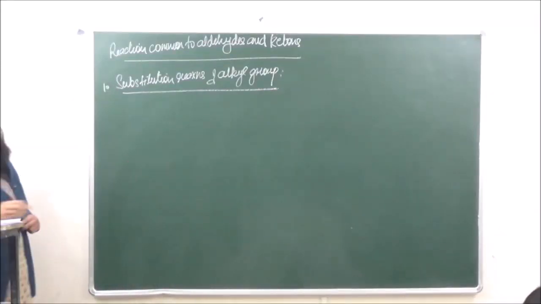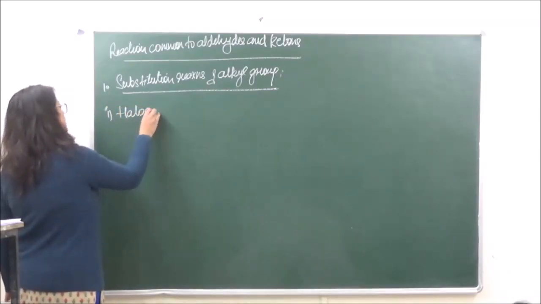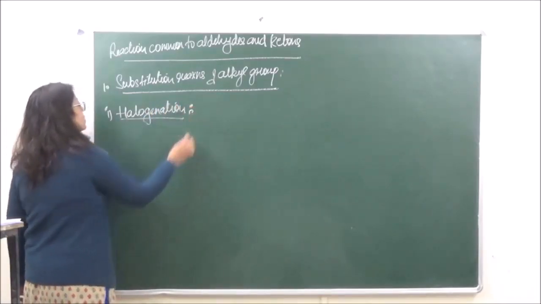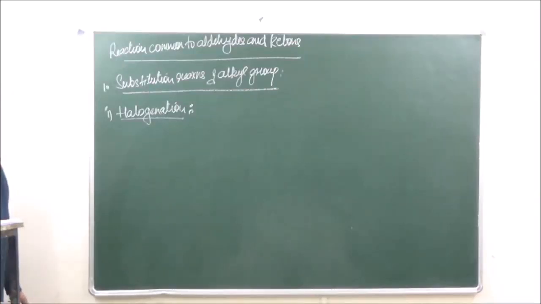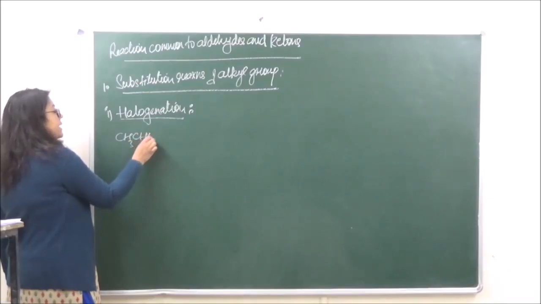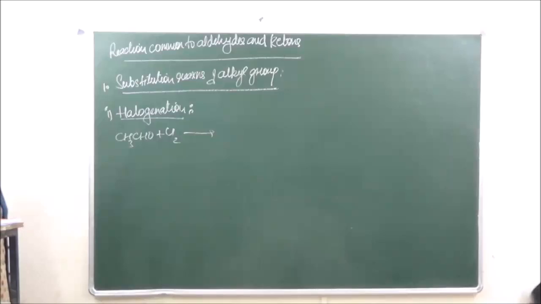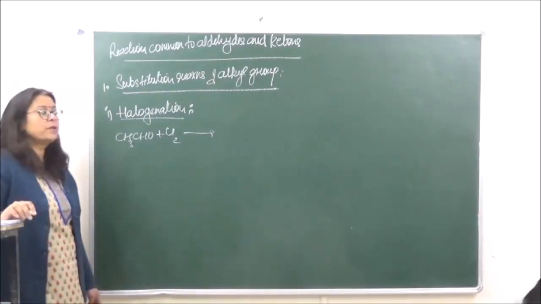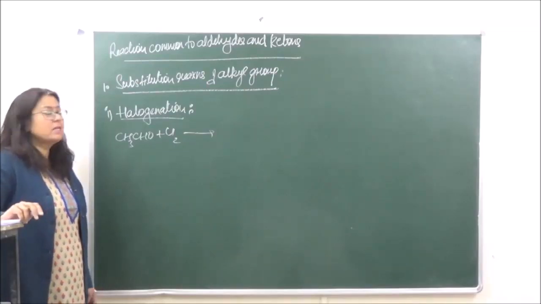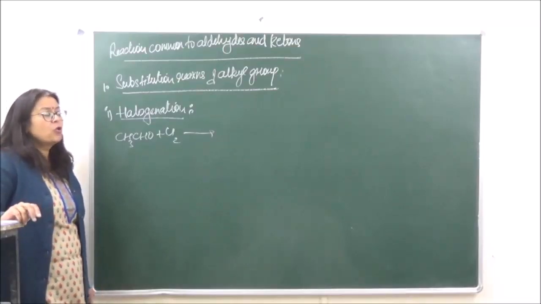The first reaction which we will do over here is the halogenation reaction, right? Now over here we are going to react an aldehyde with chlorine. Remember, these are reactions common to aldehydes and ketones. The only difference is that ketones are going to be less reactive than aldehydes.